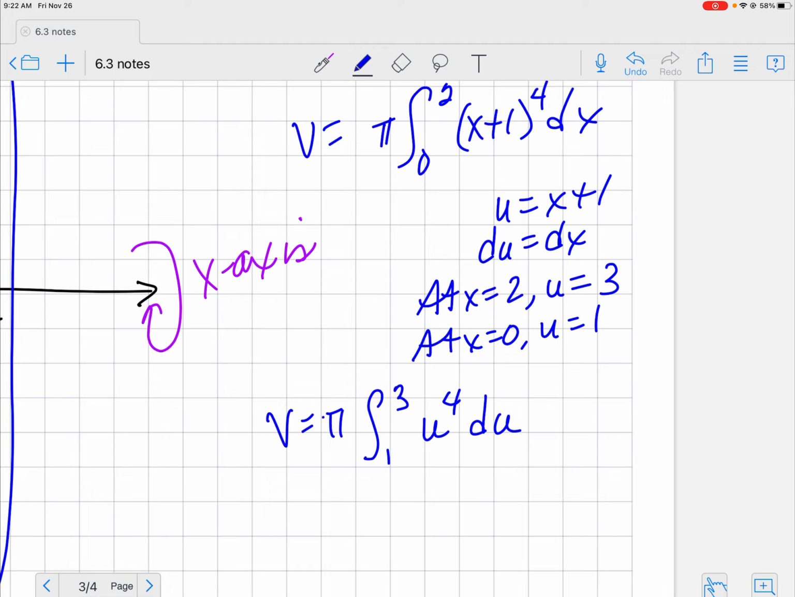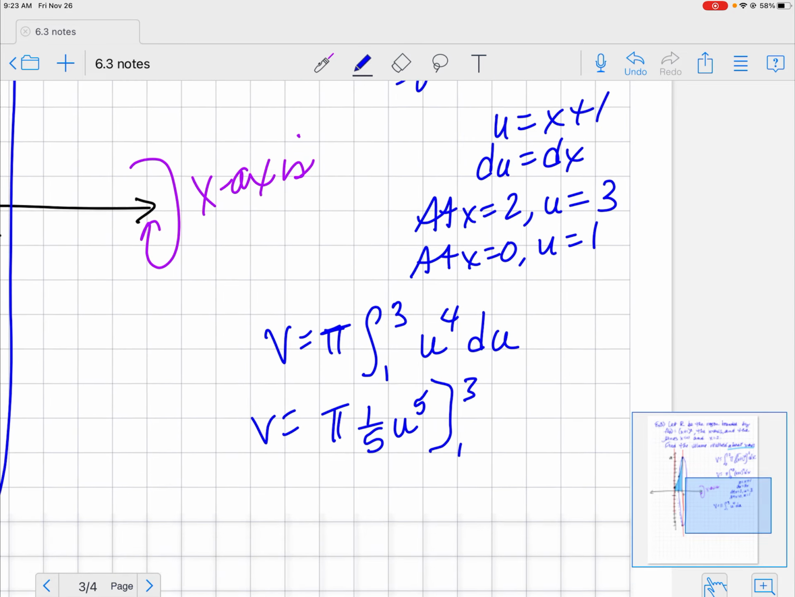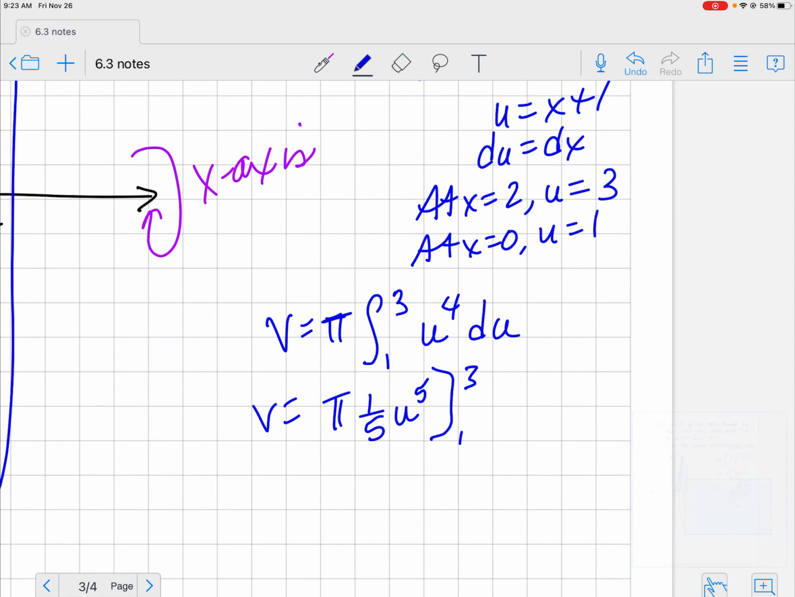Just play that out. Pi is just a number, so I'm still going to have pi, but now I have a 1/5 u to the 5th, and I'm taking that from 1 to 3. Either way, I'm probably just going to leave that pi over 5 and put that in there, because it's going to be that common denominator then. So I've got pi over 5, 3 to the 5th, minus pi over 5, 1 to the 5th.